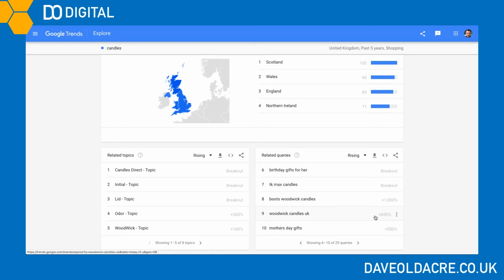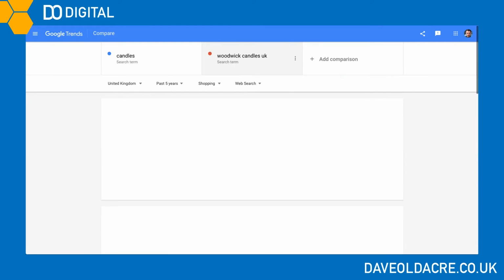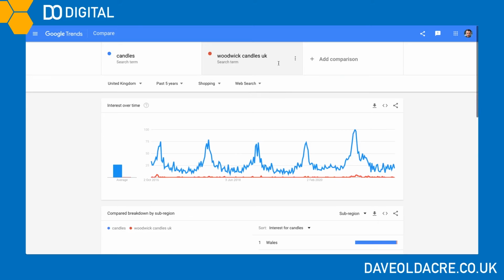So for this example, let's take a look at woodwick candles, and we can do that by going back to the top of the page and typing woodwick candles UK. If we hit return, the page will reload and show us an overlay of the different data.